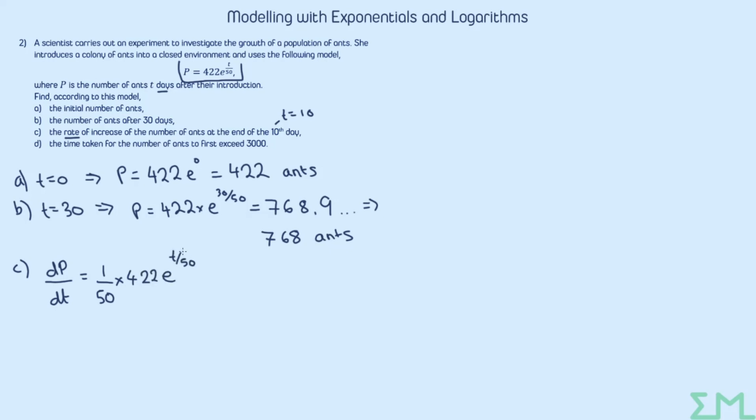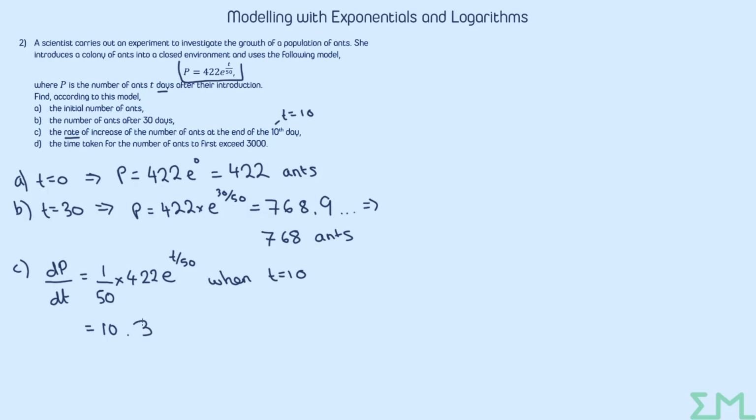So the 1 over 50 from up here comes down. That's the k in this case. And we are evaluating this when t equals 10. So let's pop that in our calculators. Okay, and we get 10.3.